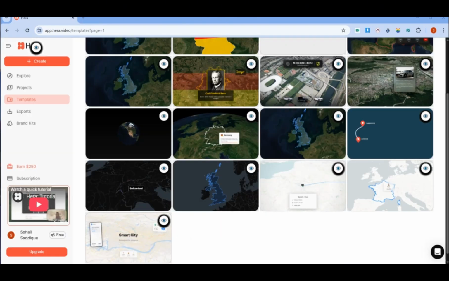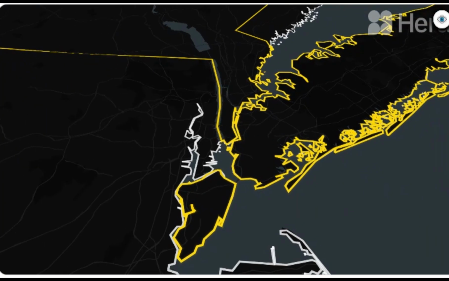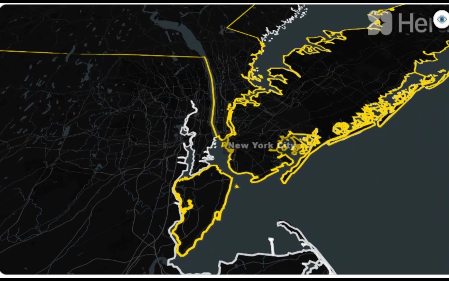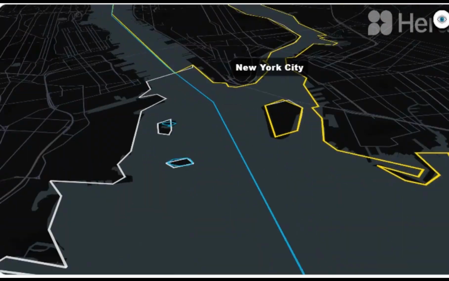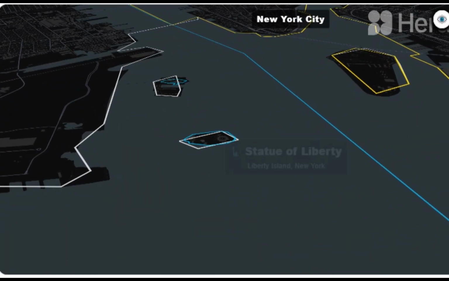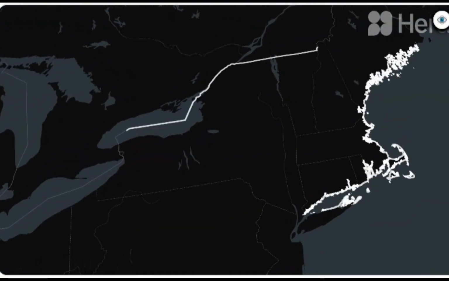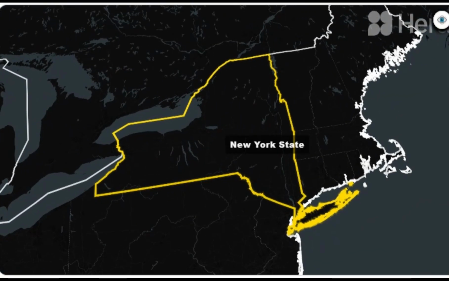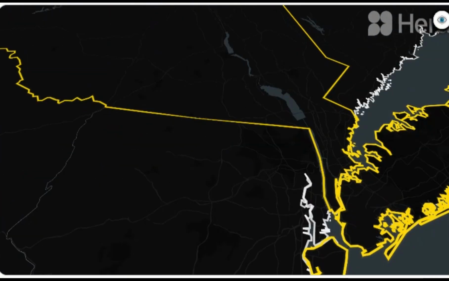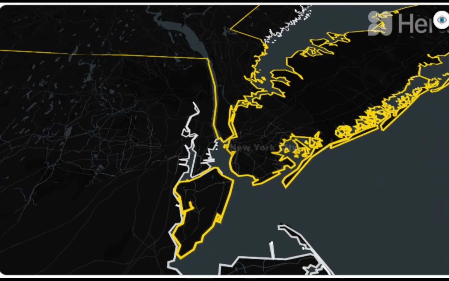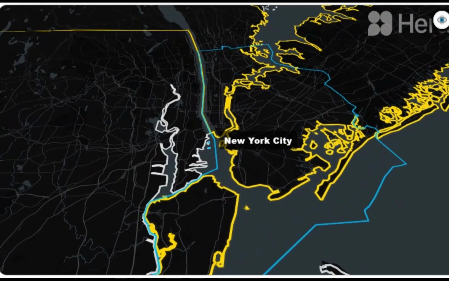Now let's move on to map animation. Suppose you want to show a zoom-in animation from the globe down to the Statue of Liberty. Normally that kind of animation would take hours, but in Hera AI you just type: zoom into the USA from the global map, then zoom into New York state, then New York City, and finally highlight the Statue of Liberty and Liberty Island. Within a second the tool generates a smooth zoom animation exactly as you described.